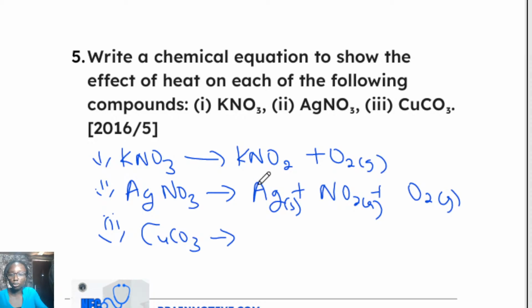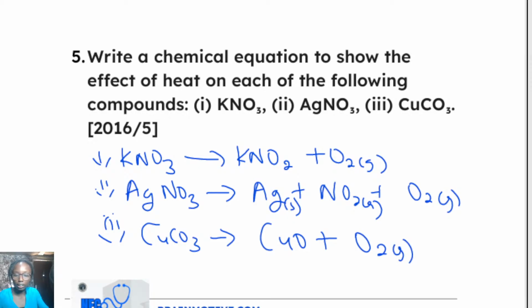I think I gave this as a question. Copper triazocarbonate 4, or you can commonly just call the compound copper carbonate. But the IUPAC name will be copper triazocarbonate 4. So again, if you add heat to it, the compound is reduced to give you copper oxide, and then oxygen gas.